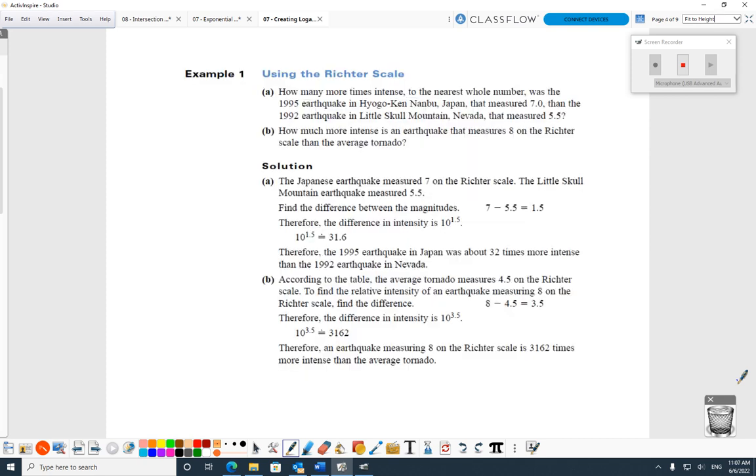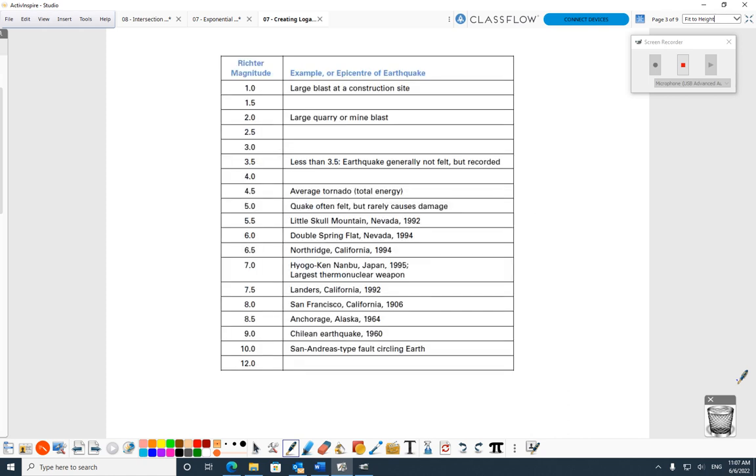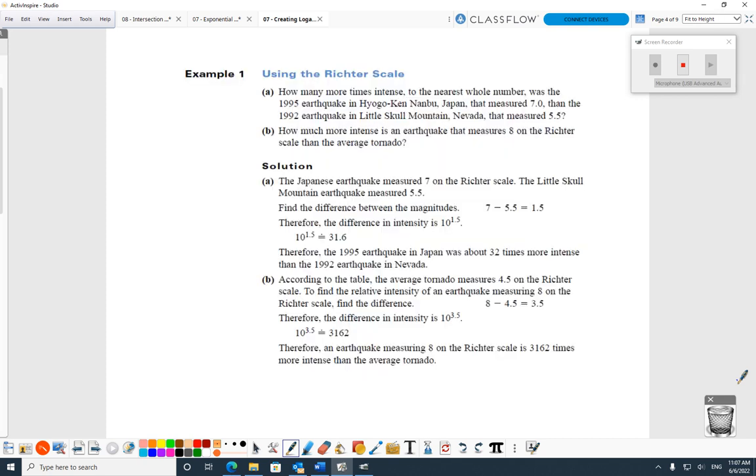Here's the type of questions you're responsible for. How many more times intense, to the nearest whole number, was the 1995 earthquake in Japan, which was a 7, versus the Little Skull Mountain, Nevada one, which was a 5.5? Here's the answer right here: 10 to the 1.5. The Richters were 7 minus 5.5, it's only 1.5 more. You're like, oh, that's not so bad. No, it's 10 to the 1.5 more, 31 times as intense.